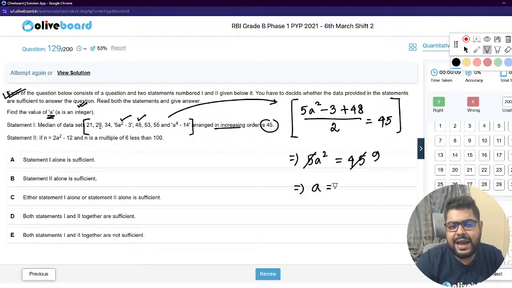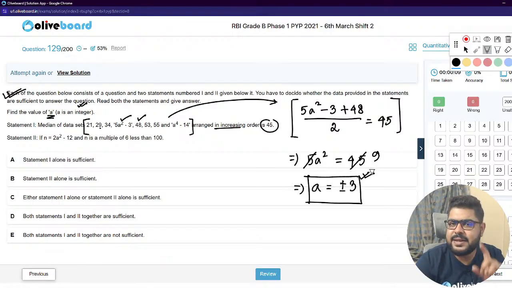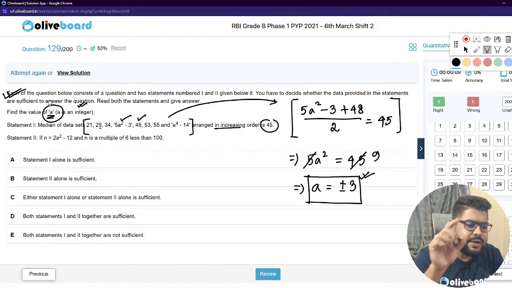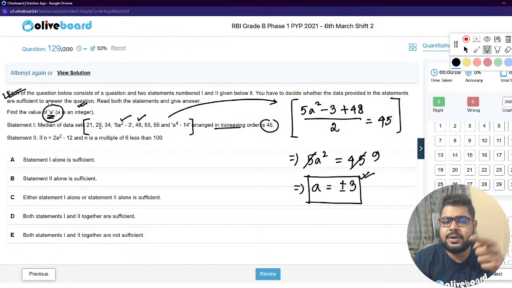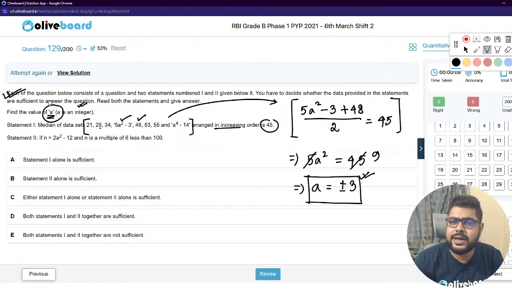But sir, I cannot say whether a is plus 3 or minus 3. You see? Can you figure out the value of a? The answer is no. Why? Because it can be plus 3. It can be minus 3 as well. We don't actually know. So that means the statement 1 is not sufficient.